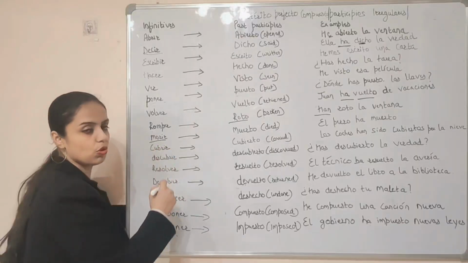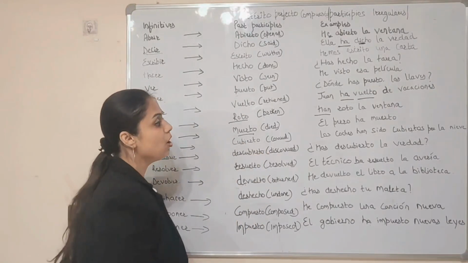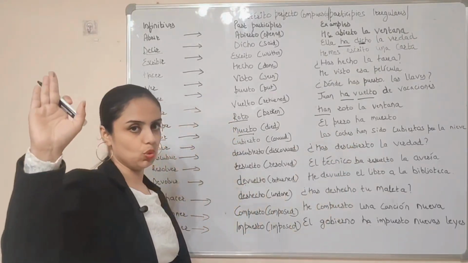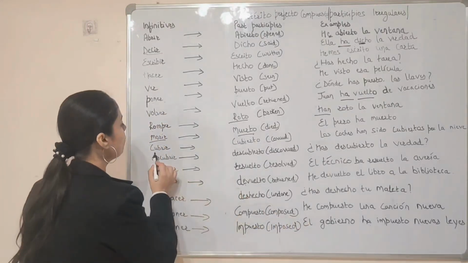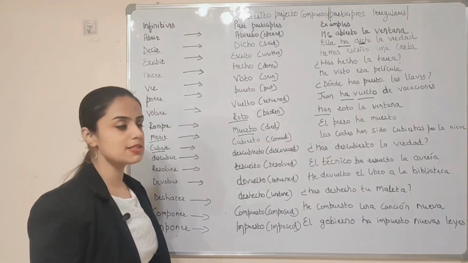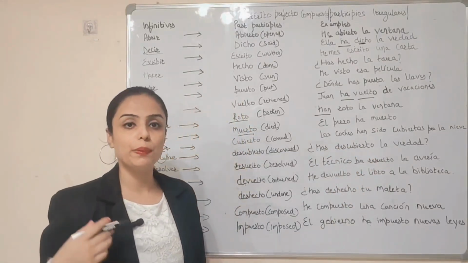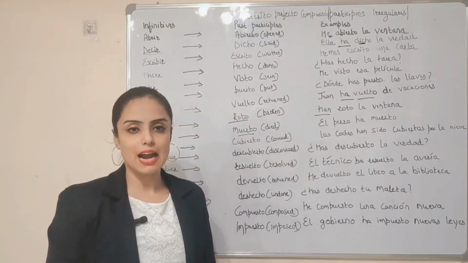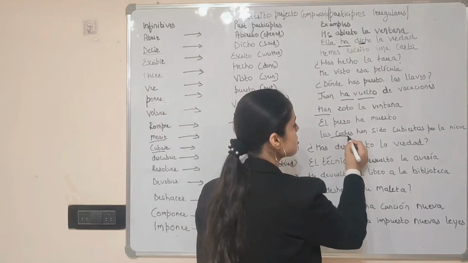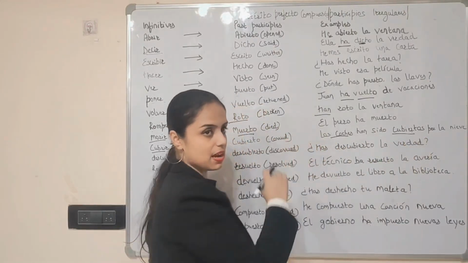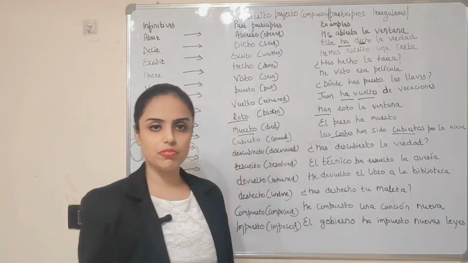The next one is morir. The past participle of morir is muerto. Muerto means died. Por ejemplo, el perro ha muerto. Perro, you know that is dog. So the dog has died. The next one is cubrir. The past participle of cubrir is cubierto, which means covered. Por ejemplo, los coches han sido cubiertos por la nieve. That means the cars have been covered by snow. Los coches means cars, cubiertos means covered, and nieve is snow.